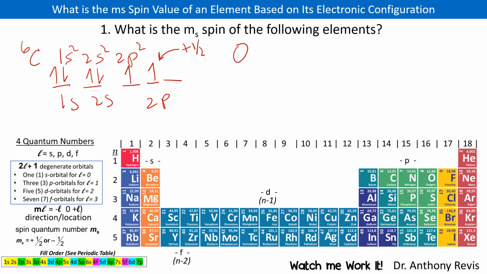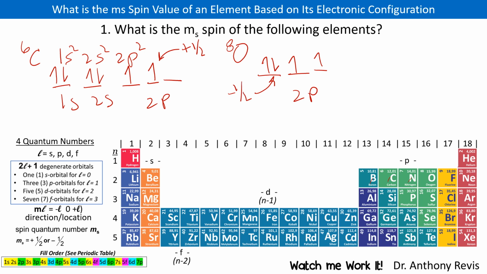Let's do another one here. Let's do oxygen. If I take oxygen, I have an 8. I'm just going to start with the 2p orbital since I know the 1s and the 2s are already filled. We're just going to start with the p orbitals to complete it. So this will be the 2p for oxygen. Oxygen on the p is going to have 1, 2, 3, 4 electrons. We have to distribute before we pair. So 1, 2, 3, 4. Therefore, the spin value here is minus 1/2.